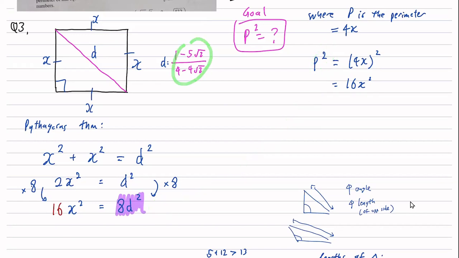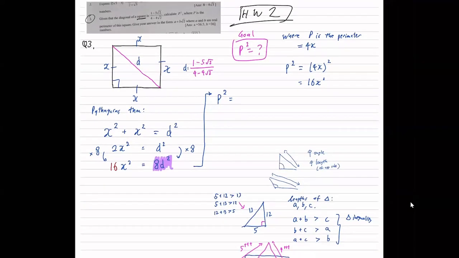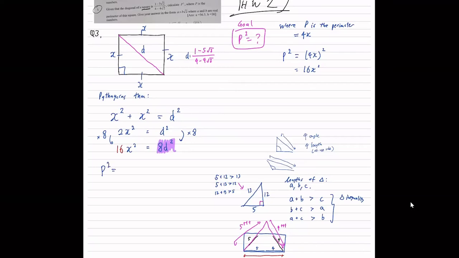So now our goal is to find 8d squared. You got d. So the question is really simple. They are just indirectly asking you to find 8d squared. So let's just present it nicely. p squared equals 4x squared, which equals 16x squared, which equals 8d squared, which then equals 8 times d squared. What is d? Copy and paste the fraction down.